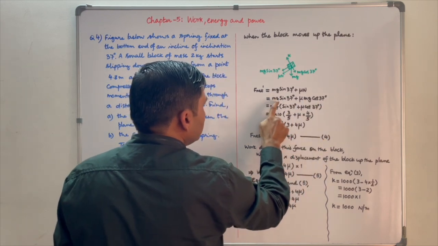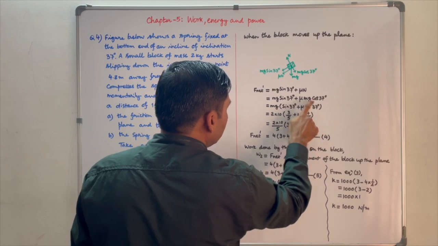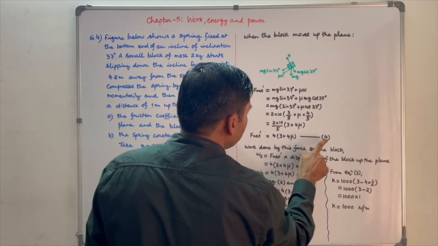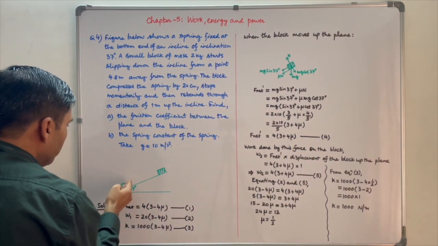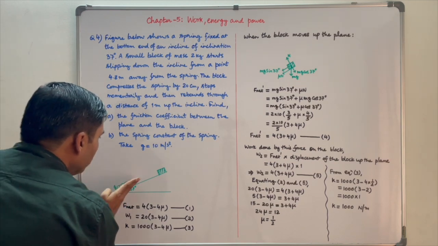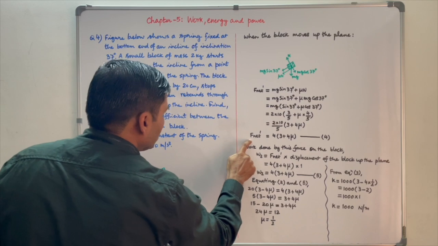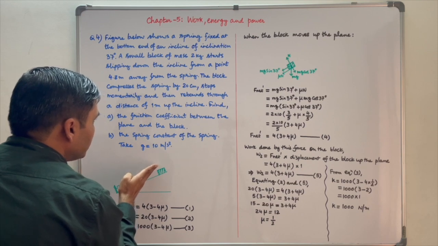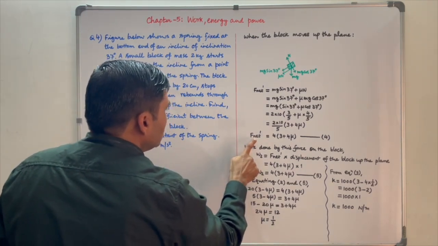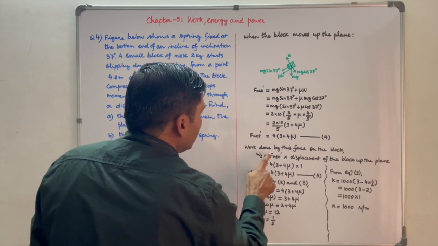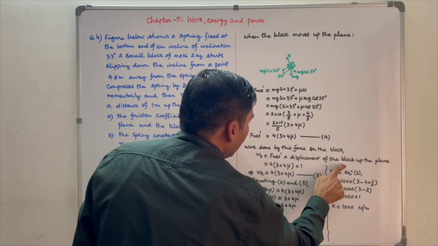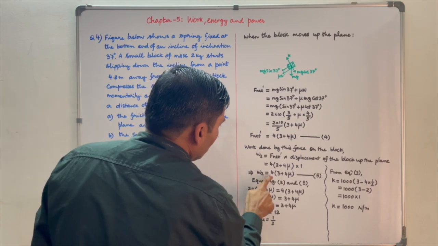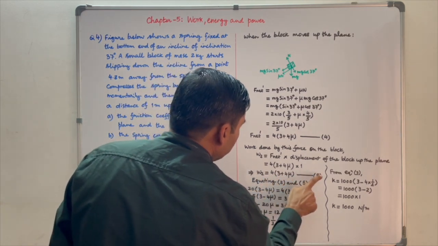Putting the values of m, g, sine 37 and cos 37, we get F net dash is equal to 4 into 3 plus 4 mu. This is equation number 4. Since the spring is compressed, it will push the block up the plane by an equal and opposite force to F net dash. So the force applied by the spring will be up the plane and its magnitude will be equal to F net dash. So work done by this force on the block will be F net dash into displacement of the block up the plane, and it is given as 1 meter. So W2 is equal to 4 into 3 plus 4 mu. This is equation number 5.